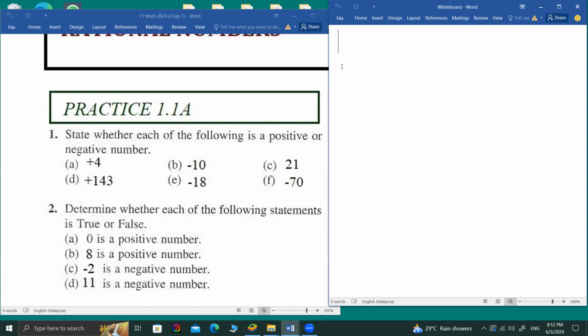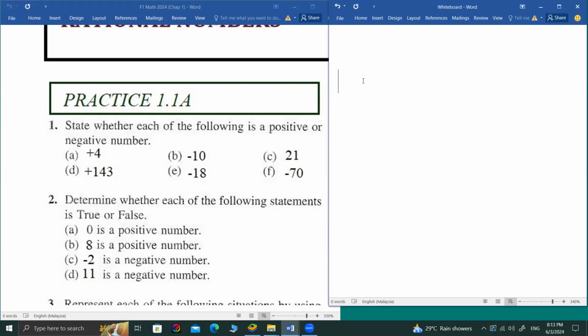Sorry, class. Okay, so for your practice, make sure you write down practice 1.1a. For some of your practice, I want you to submit your work for me to mark. Some I have explained. State whether each of the following is a positive or negative number. I think it's quite easy, right? So you see the positive one. For my practice, you write down this is chapter 1, then practice.